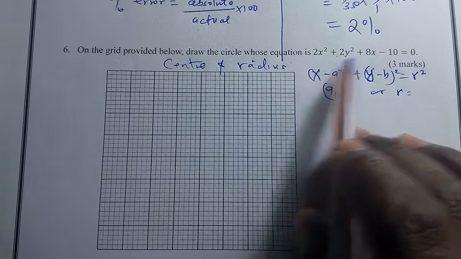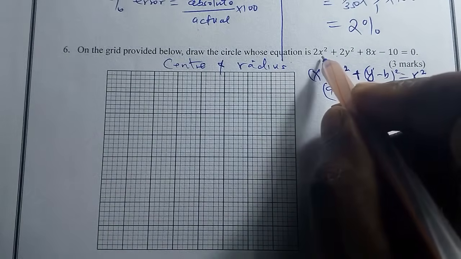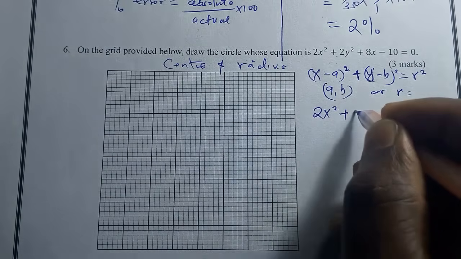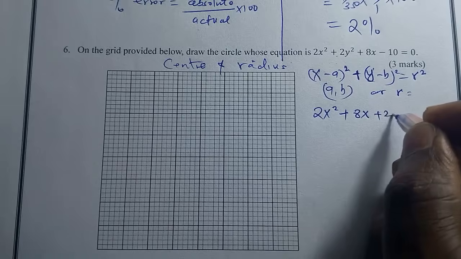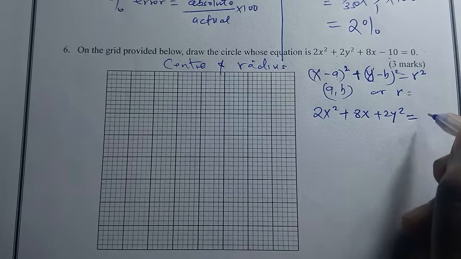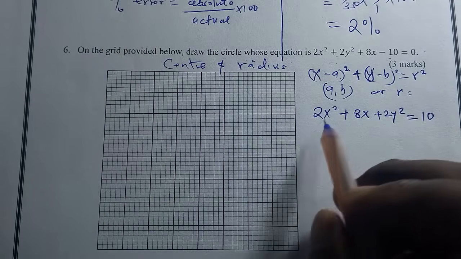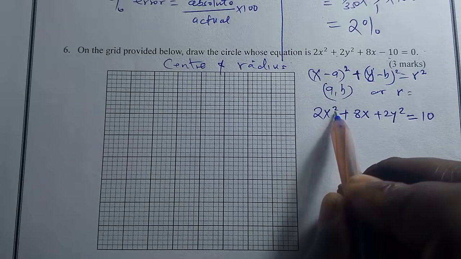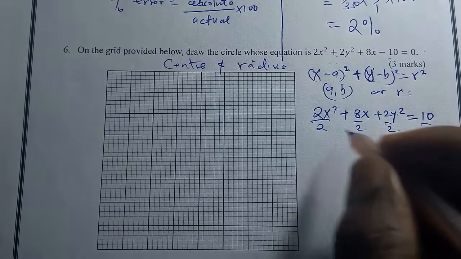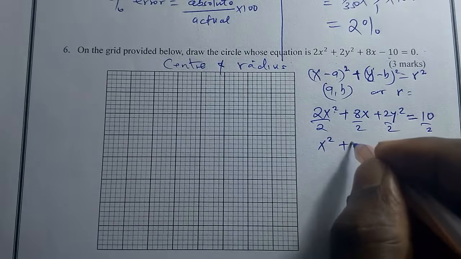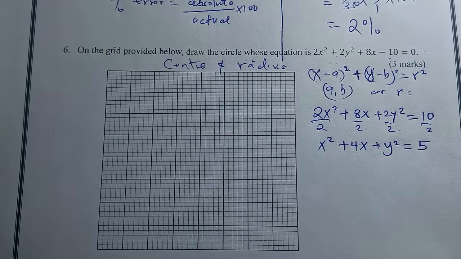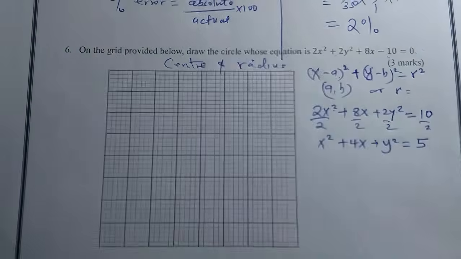So let's start. Rearrange. This is 2x squared plus 8x plus 2y squared. The constant, take it to the right, which would be equal to 10. Always make sure the coefficient of the squared term is 1, so divide by 2 everywhere. So we have x squared plus 4x plus y squared is equal to 5.